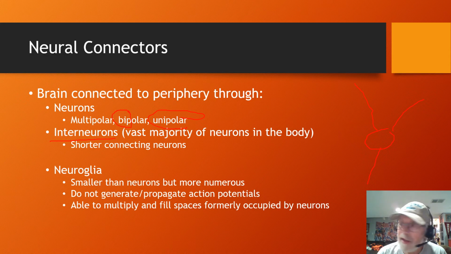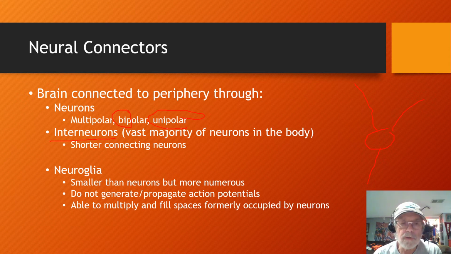However, I think we're hearing a lot more evidence now that they do a lot more than that. They're able to transmit signals, and they do have some transmission function, which a lot of times people in the past thought didn't happen with neuroglia. They're able to multiply and fill spaces formerly occupied by other neurons and things like that. There's a particularly virulent form of brain cancer called a neuroglioma, which is a highly malignant brain cancer. The life expectancy after the diagnosis of neuroglioma or glioblastoma is probably only about a year and a half.